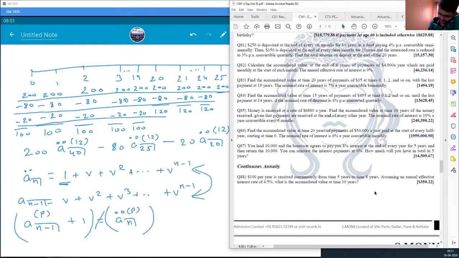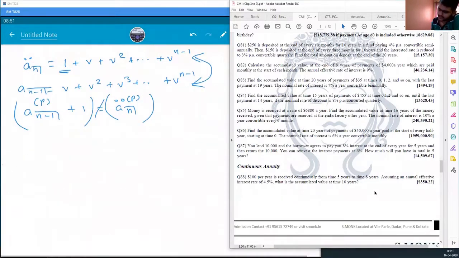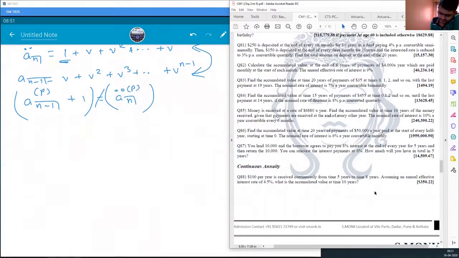One thing you can do is directly calculate it using our previous formulas. That would be our rho t is equal to 100 from time 5 to 8. The annual effective rate of interest is given, i is equal to 4.5%. We can find delta. We'll find delta later on.